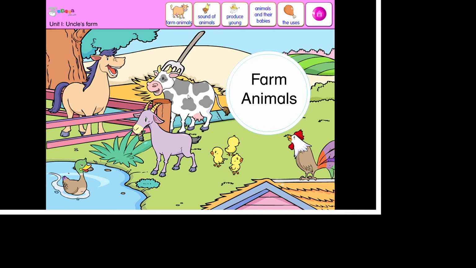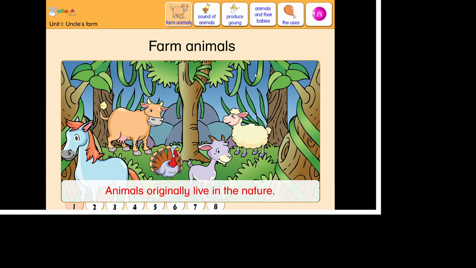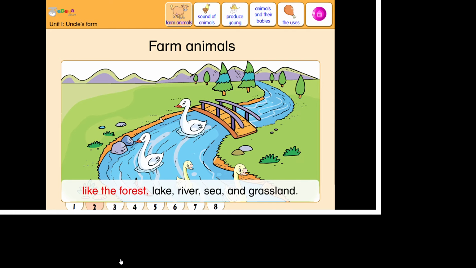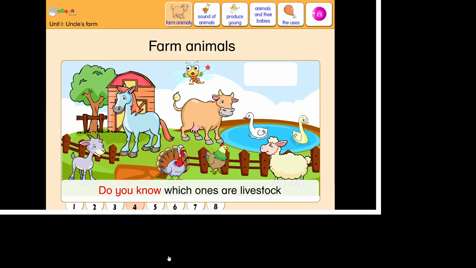Farm animals. Animals originally live in nature, like the forest, lake, river, sea and grassland. But some animals are useful to humans, so humans keep these animals on the farm. Do you know which ones are livestock and which ones are poultry?